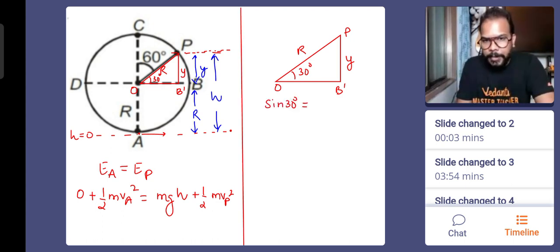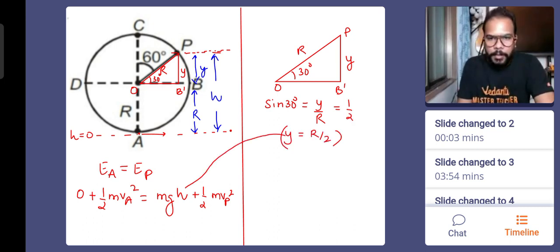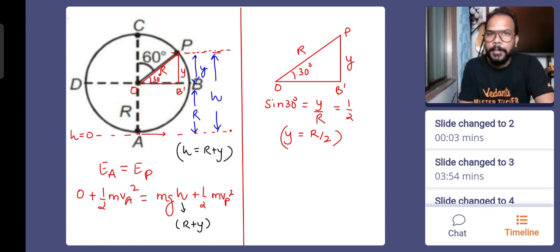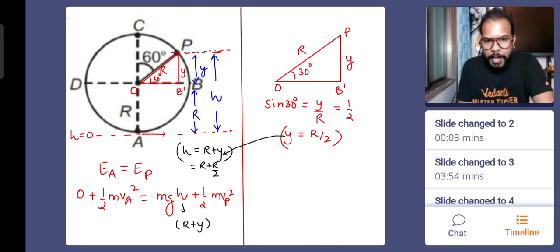So that is why. From here, let's do this. Here I can see that sine 30 degree is equal to y by R, and that is equal to half. Sine 30 is half, so y is basically R by 2. Good enough. So you will be putting it here. H is equal to R plus y. Okay guys, so putting y की जगह पे R by 2, that comes out to be R plus R by 2, that is 3R by 2. That's the height of the body at the moment.